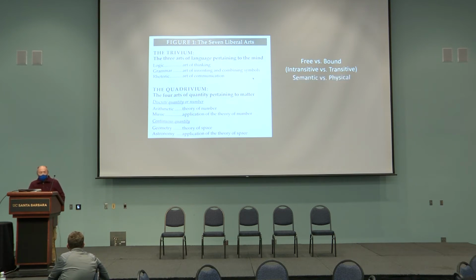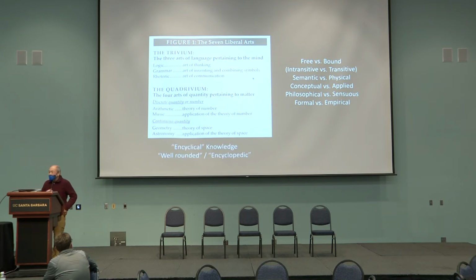Other attributes of liberal arts knowledge: it's supposed to be semantic versus physical. It's conceptual rather than in most cases applied. It's philosophical versus sensuous. And it's formal rather than empirical. All that indeed adds up to a system of knowledge. That's why we think of the well-rounded scholar as someone who has, in an encyclopedic way, become a holder of an encyclical, rounded system of knowledge, both the trivium and the quadrivium, letters and sciences.